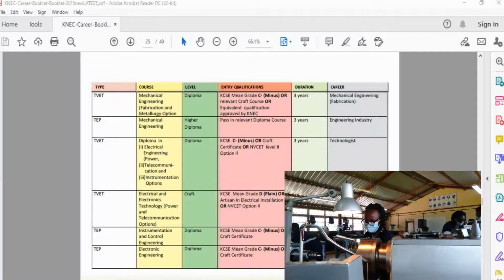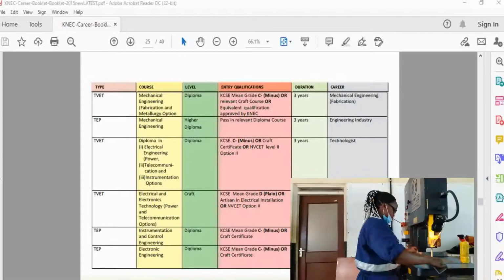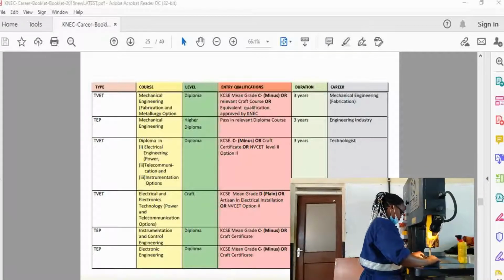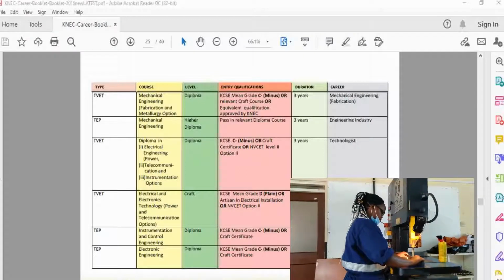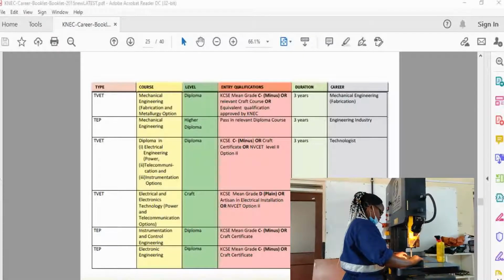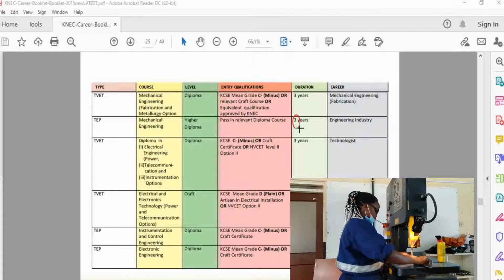There's also a higher diploma in mechanical engineering, but for higher diplomas, you join them after finishing your diploma. You cannot join a higher diploma directly from high school. You need to do your diploma first. The higher diploma takes 2 years. I don't know whether this is a typing error. I'm seeing here for all their programs, they are saying the higher diploma is 3 years, but the higher diploma is supposed to take a total of 2 years.